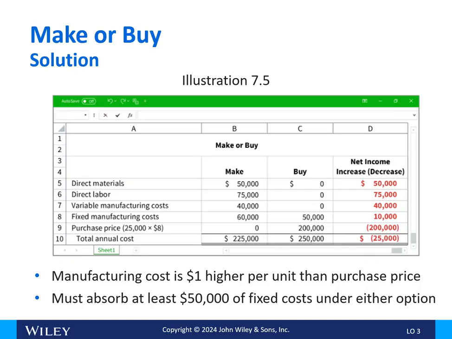So if we look at each line, did it increase or decrease net income? It all increases net income until we get to the purchase price, $200,000 decrease. It's a net decrease in net income of $25,000 if we buy. So even though manufacturing cost is higher per unit than the purchase price, with that fixed cost not going away, it's still going to cost us more to buy.